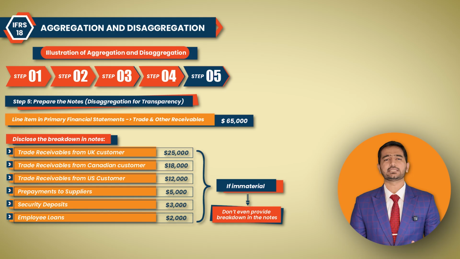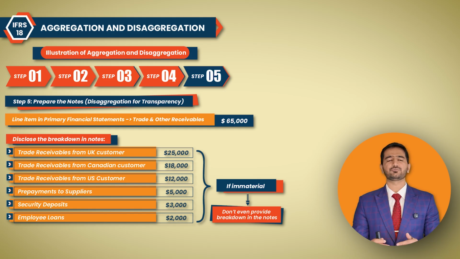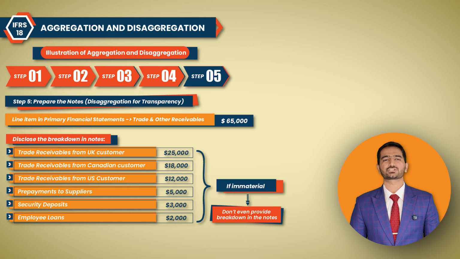Remember, IFRS 18 does not give you a fixed rule book. It gives you principles and then trusts your judgment as a professional. Aggregation and disaggregation are not about blindly grouping or splitting numbers. They are about providing clarity and relevance. Combine what belongs together, split what needs attention. Use your judgment and don't bury material information under vague headings. And remember, you are not just preparing financial statements, you are telling a financial story.